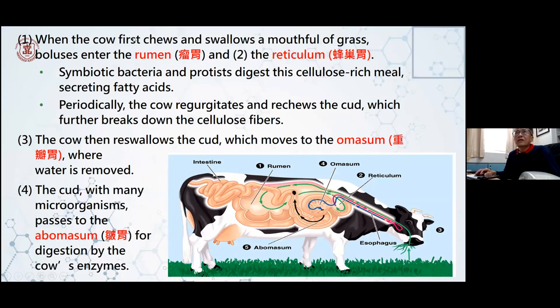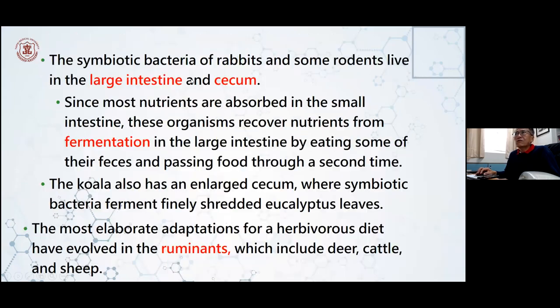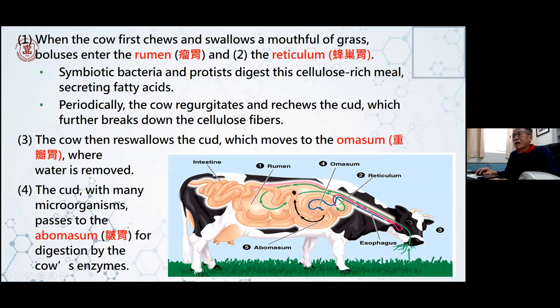When the cow first chews and swallows the grass, the cow has a four-chambered stomach. One is the rumen, the others are the reticulum, the omasum, and the abomasum. So after the cow takes in the grass, right? The food will enter the rumen first. You can see the green line here.